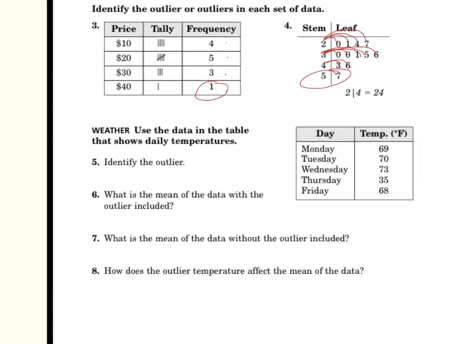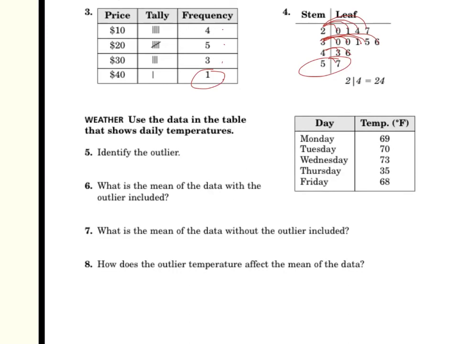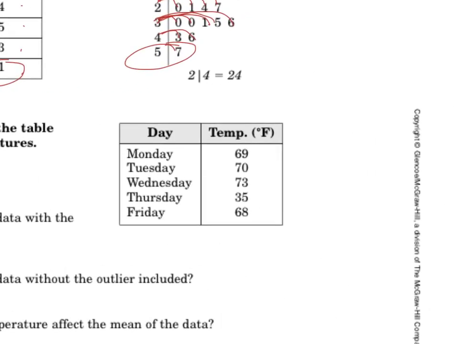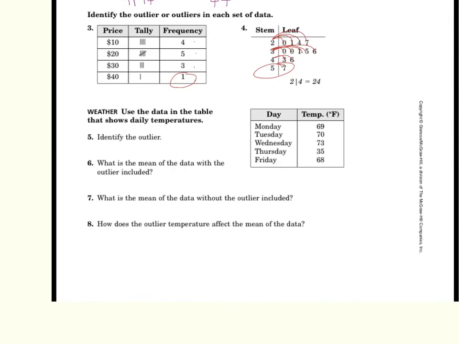Okay, look at the last questions down here. Identify the outlier. When I come over here, that's about, those two are, whoa, what happened? I don't know how that did that. These two are close, 69 to 70, 70 and 73 are close. 73 and 35, that's not very close, but 68 is close to these others. So we'd say that 35 is the outlier.